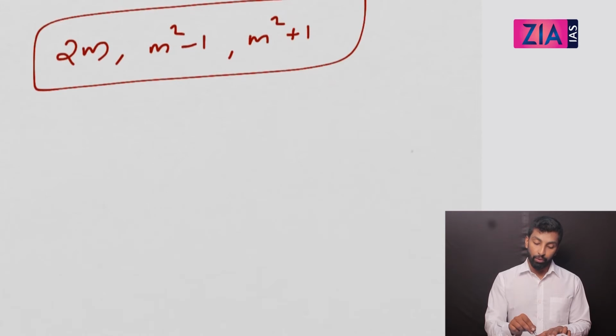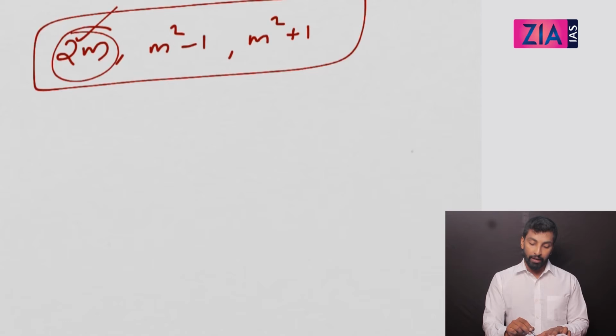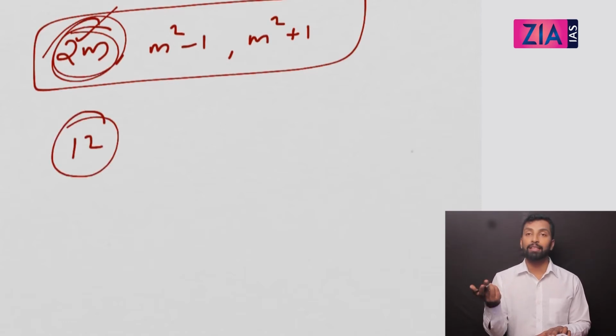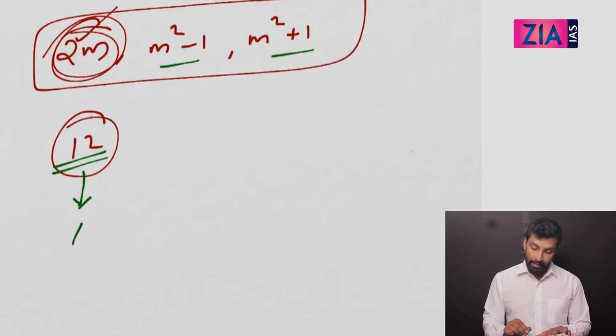If I am giving you 2m, any 2n number will be an even number. So if it is 12, what I told you, 2m is given, one side is given as 12. What I need is m square minus 1 and m square plus 1. For that I need m, right? That's why I told you to take half of it. Because 12 is 2m, so m is 6.